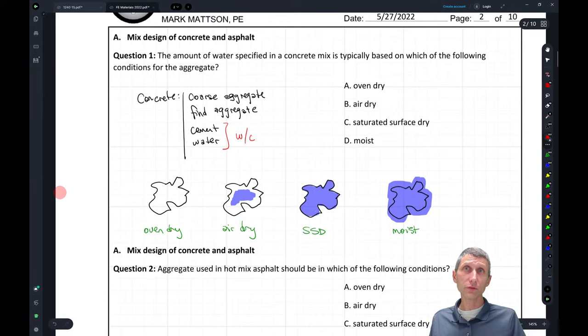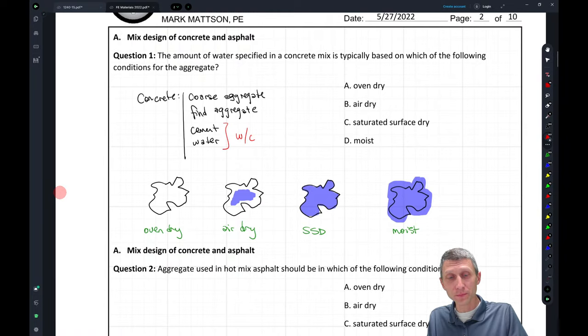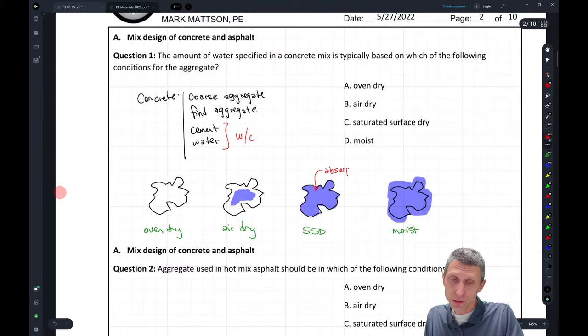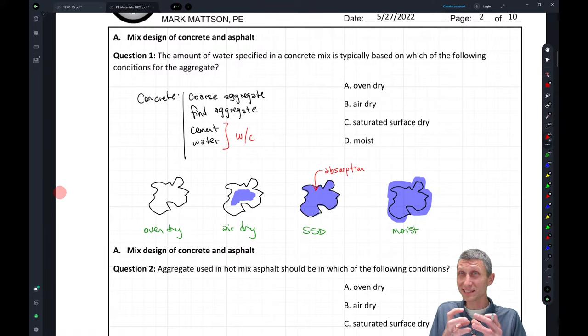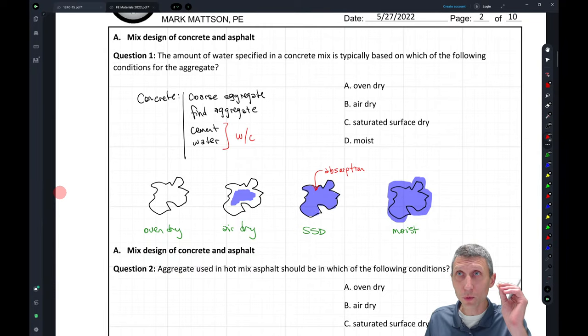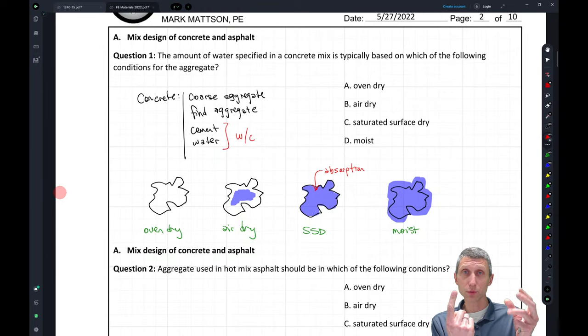So we want to make sure we get the right amount of water. What we're going to do is make sure we put the right amount of water in. So we have to have a controlled condition in terms of how much water is in the stone already. So we have to know how much the stone can absorb, right? There's some absorption percent, how much that stone can absorb to get to saturated surface dry. And then the excess moisture is going to go into that chemical reaction with the cement, right? So when we're designing concrete, we want to know how much moisture first gets absorbed just by the aggregate.